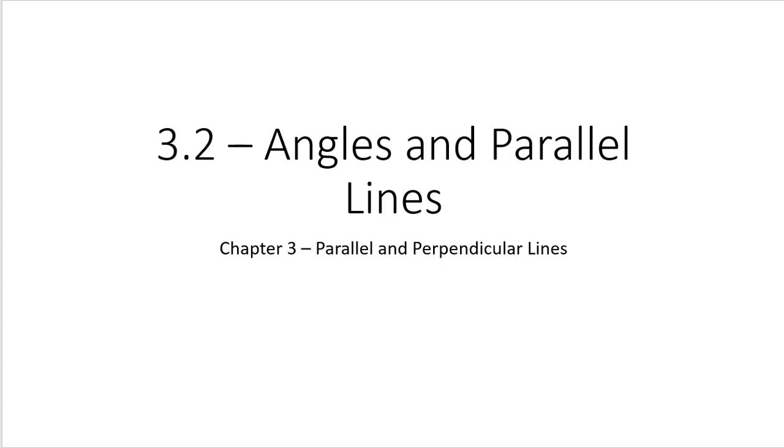Today we're going to be talking about the special angle pairs when we have parallel lines. The formal name is 3.2 Angles and Parallel Lines, but we'll be talking about what happens with our special angle pairs, what's their relationship when we have two parallel lines and a transversal.